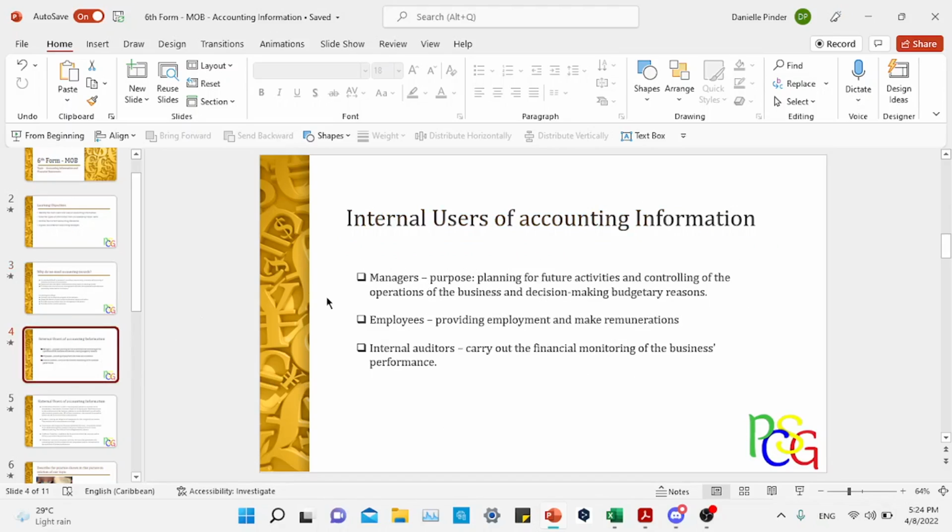So, as you said before, managers may need to take note of the accounting information to make decisions, but also to ensure that they have enough money to purchase assets and all of that.